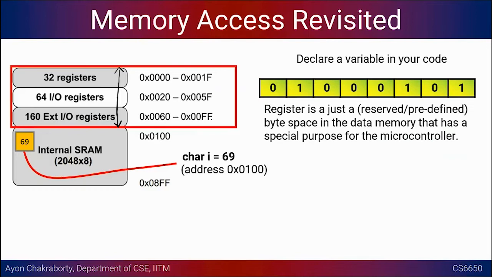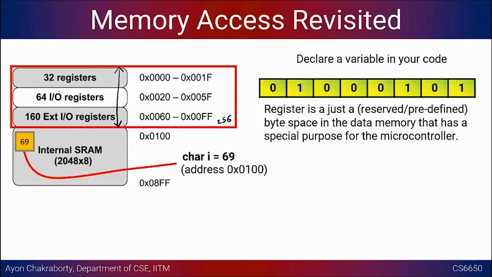So this is from 00 to 256. So FF is 256. After this is done, you are going to store the next byte after that. But if you want to store it inside a register, which is nothing but a reserved or predefined byte space in your data memory that has a special purpose for the microcontroller, and we will see why, right? So if you just simply declare a char i, here this i is a variable in your program, it is just going to be simply stored in your SRAM part, which is not including these previous registers that we spoke about, right?